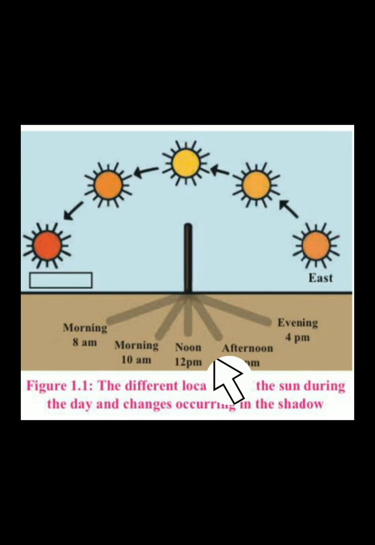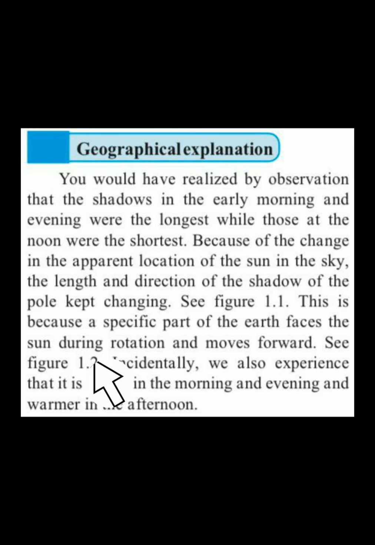Then again in the afternoon at around 2 o'clock it becomes a bit bigger, and then, like in the morning at 8 a.m., the same we can see in the evening at around 4 p.m. So these are the various effects we had seen on the shadows due to the apparent movement of the sun from the east to the west. Next, let us move to the geographical explanation.